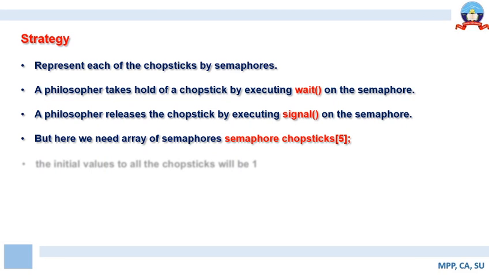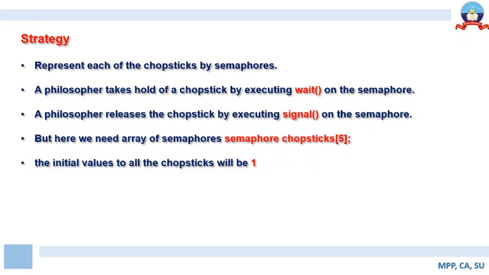Here we need to implement the semaphore as an array of semaphore variables because there are 5 chopsticks. So here we will be requiring an array representing semaphores. Since we have 5 chopsticks, we'll have an array of size 5. So we need an array of semaphores: semaphore chopsticks[5]. Since there are 5 chopsticks, that's the reason why we have used an array. Now, the initial value of all the chopsticks will be 1 because initially all the chopsticks are free.